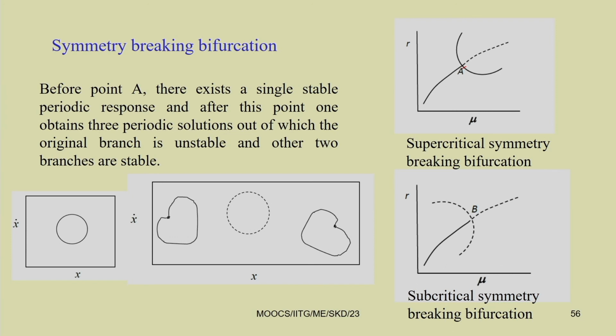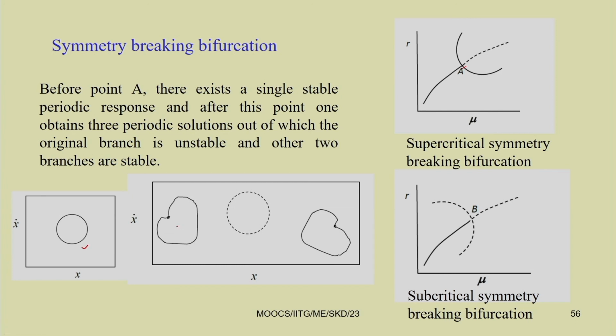So, before bifurcation you have a periodic response, and after bifurcation, this is the phase portrait we have plotted. After this bifurcation we have 3 different periodic responses. For periodic responses it is a closed loop. So, if you plot x versus x dot, it is a closed loop.